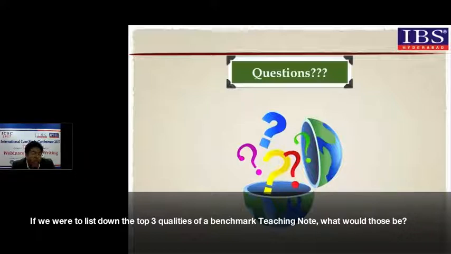So we have another question coming up. If we were to list the top 3 qualities of a benchmark teaching note, what would those be? The most important objective of writing a teaching note is to make it useful for the teacher, so that they can take your case and use it with ease in their class.